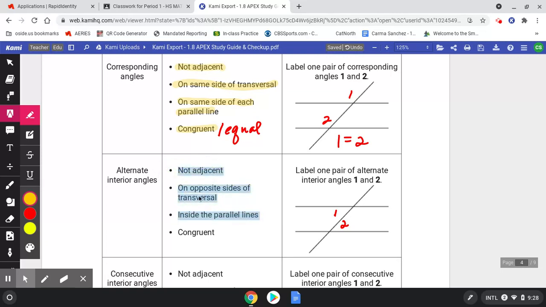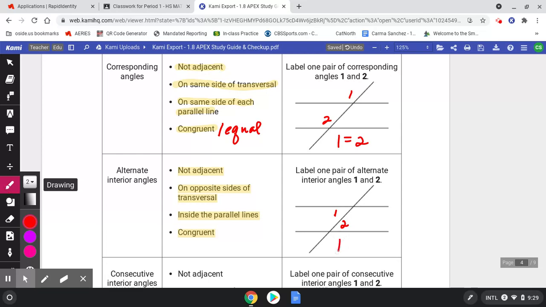They are not adjacent. They are on opposite sides of the transversal. And we say that they're congruent. So we say angle 1 equals angle 2.